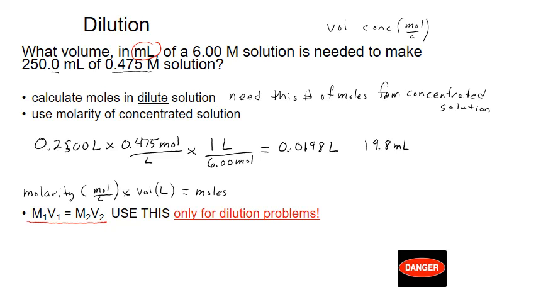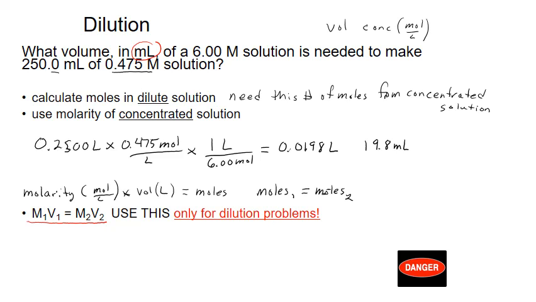In a dilution problem, the number of particles coming from one container is always going to be the same as the number of moles in the next container. So what this formula really tells you is that moles of a particle in one container is going to be equal to the moles of that particle in a second container.